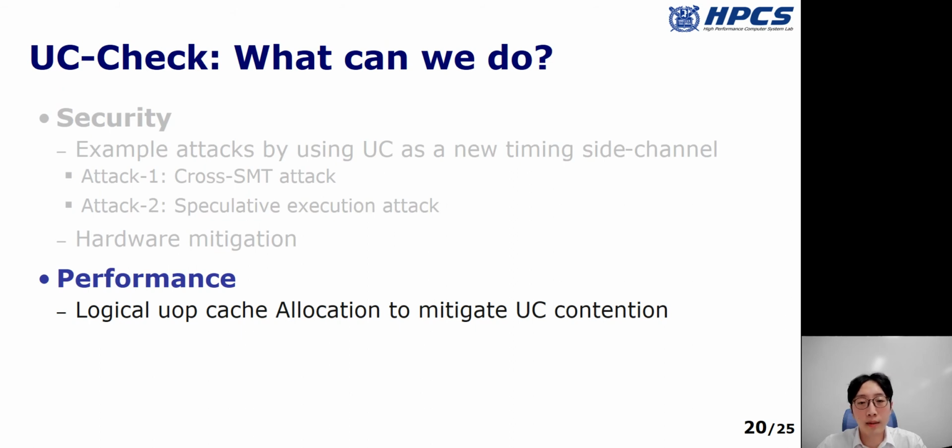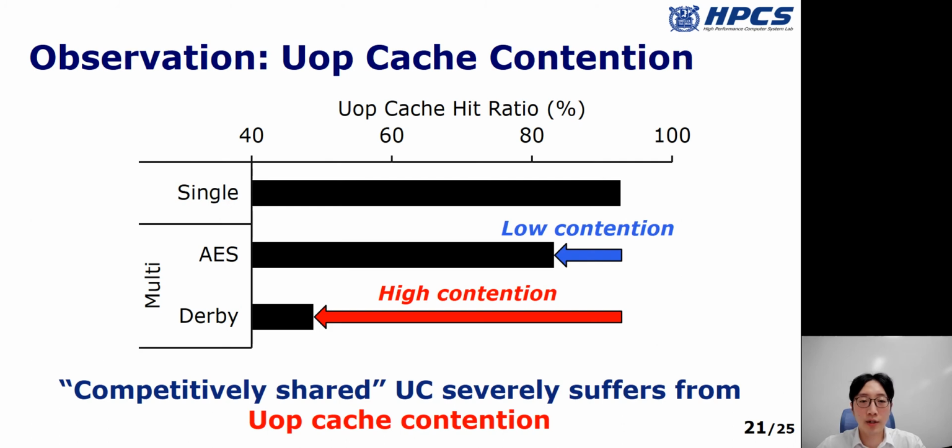Now I will present the performance impact of the microcache. As I mentioned earlier, some x86 processors adopt the competitively shared microcache. Here, we observe that those x86 processors suffer from severe microcache contention. The figure shows the profiling result. We measure the microcache hit ratio for different configurations. Here, single means that only one application is executed, and multi means the application is concurrently executed with other applications.